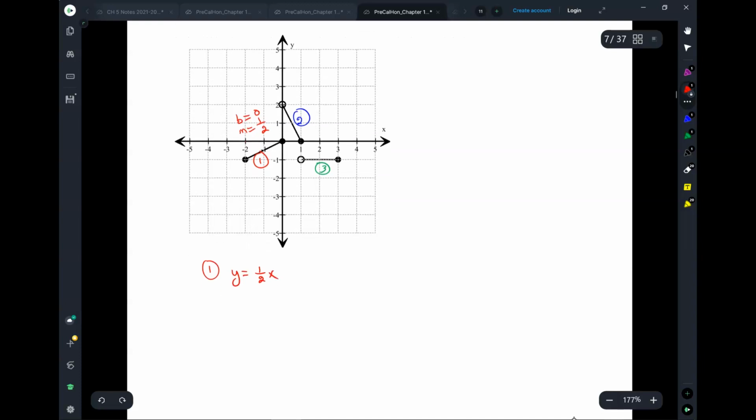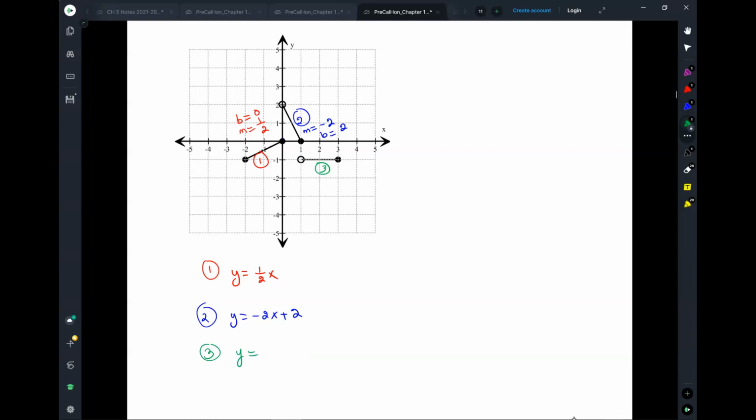Second equation, what's the slope? Negative 2. Down 2 over 1, negative 2. What's the y-intercept? 2. So that's y equals negative 2x plus 2. So far it's algebra 1, pre-algebra. 3, what's the equation to that one? Y equals what? It's a horizontal line at negative 1. Y equals negative 1, because it's a horizontal line at negative 1. So slope is 0, right?